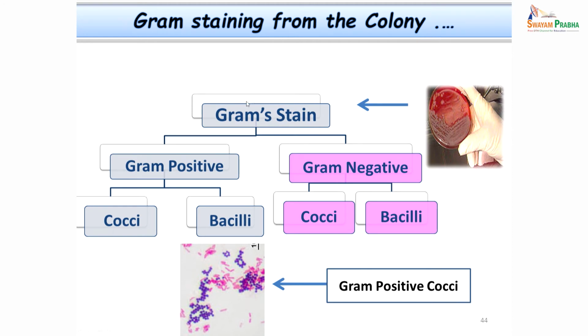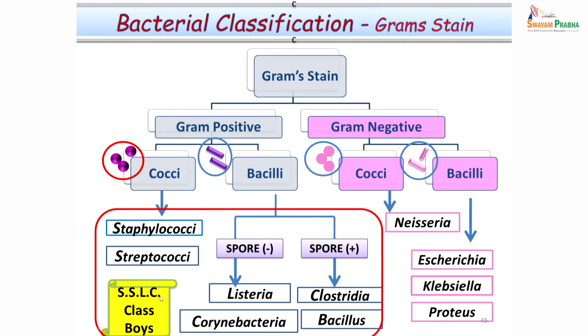Till now, we have grown them and identified their colony characters, but we still would like to confirm whether we are dealing with the same organism that we saw on the previous day's microscopy. We pick up the colony and subject it to Gram staining. Once we do the Gram staining, we will be sure that we are continuing with the same bacterium or pathogen. If the Gram stain of a colony shows Gram positive cocci, then we can think of one of these major groups of pathogens.